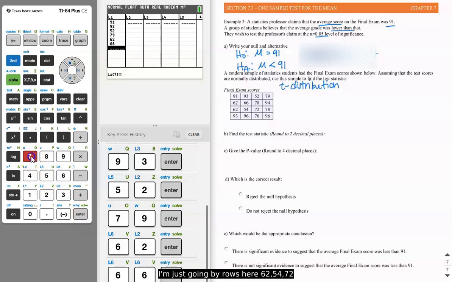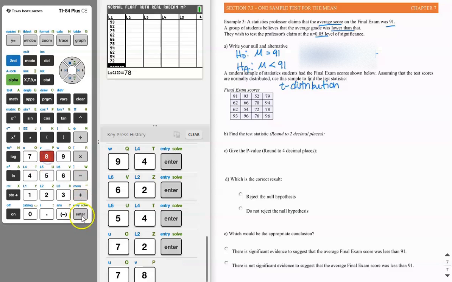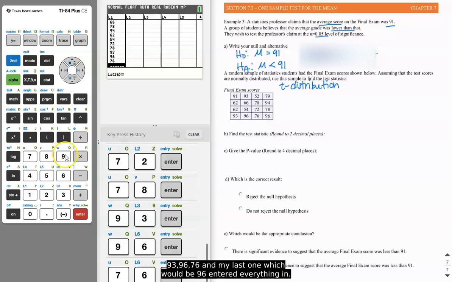86, 94, 62, 54, 72, 78, 93, 96, 76, and my last one, which would be 96. Okay. So I've entered everything in.